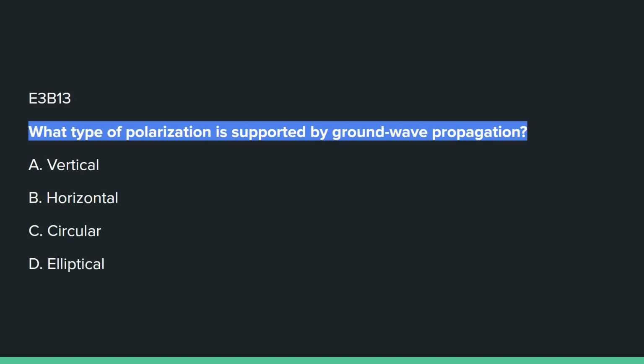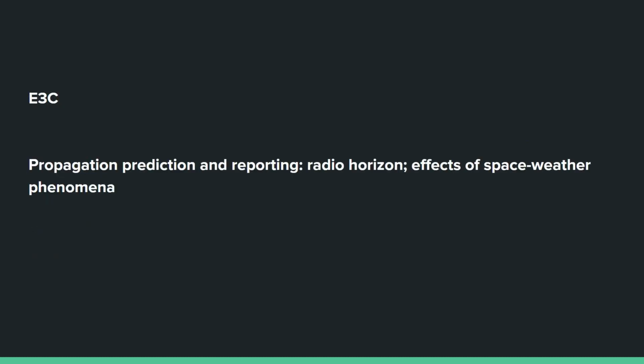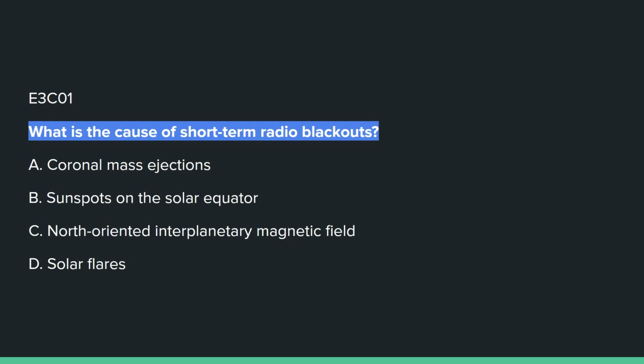E3B13, what type of polarization is supported by ground wave propagation? A. Vertical. E3C, propagation prediction and reporting, radio horizon, effects of space weather phenomena. E3C01, what is the cause of short-term radio blackouts? And that's D, solar flares.